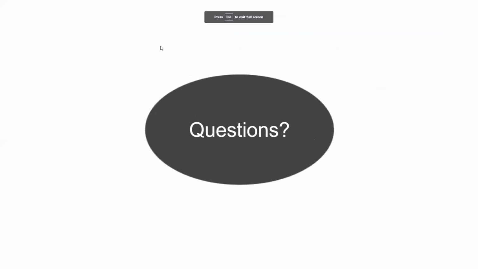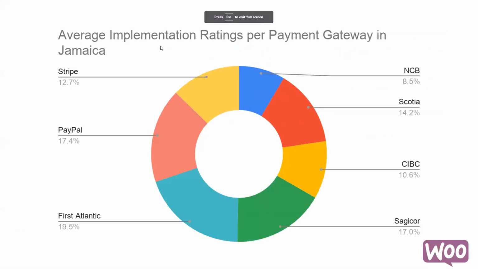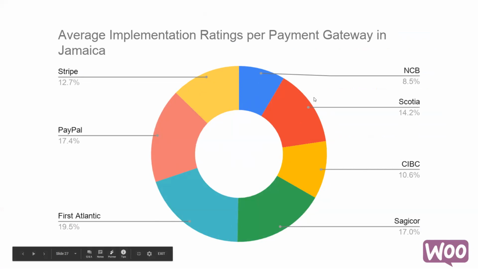Hold on. So, the average rating: you notice that almost all of the ratings when it comes to implementation are relatively good. Sagicor is 17, PayPal is also 17, and First Atlantic, which is unbelievable, is 19. But yeah, these are the stats right now.